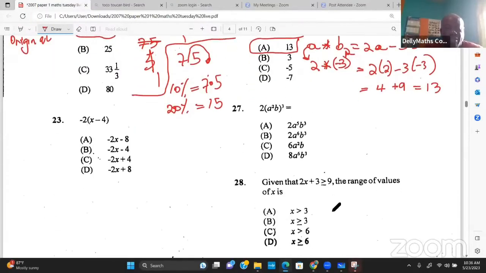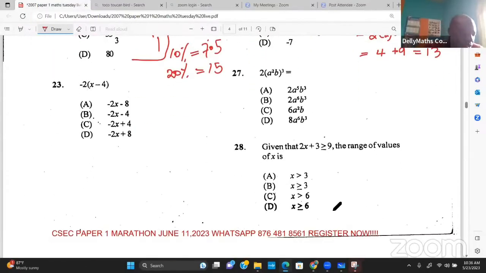Let's look at number 23, then we go to 27. All right, so 23 says here, -2. We want to distribute that, so we're going to have -2 with an x and then a +8. So we're looking for that. The answer is D. Regular algebra they're testing for now. All right, testing for regular algebra right there. All right, so let's go.